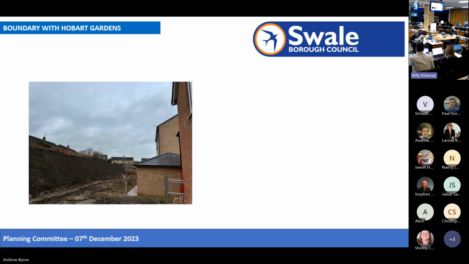And then this is the boundary with Hobart Gardens. And there is one property here, which I wasn't able to take a full picture of, but this building here is a three-storey building. And again, because of the change in levels, particularly at this end of the site, there is more of an intervisibility between the back of this property and the properties on Hobart Gardens. But again, that distance is in excess of 30 metres and well in excess of our usual privacy standards that we'd apply. The landscaping proposals would obviously also add further screening opportunities along the banks.